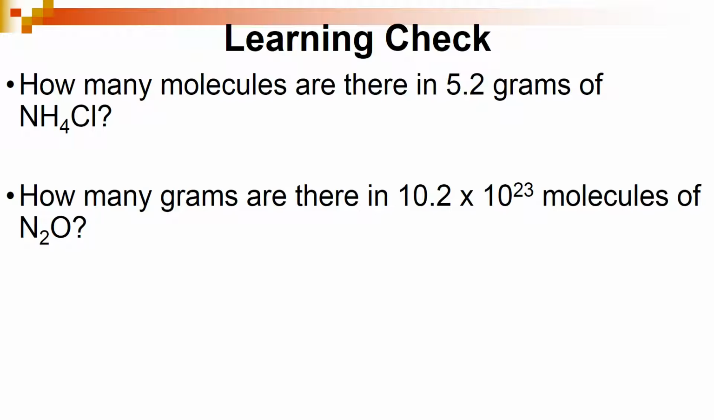Here are your two learning check questions. First question, how many molecules are there in 5.2 grams of ammonium chloride? Second question, how many grams are there in 10.2 times 10 to the 23rd molecules of nitrous oxide, or from our conventional naming, dinitrogen monoxide? So please go ahead and take approximately 8 minutes to complete these two problems, and then we'll discuss the answers.